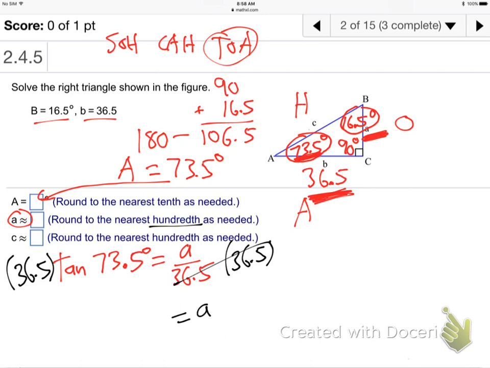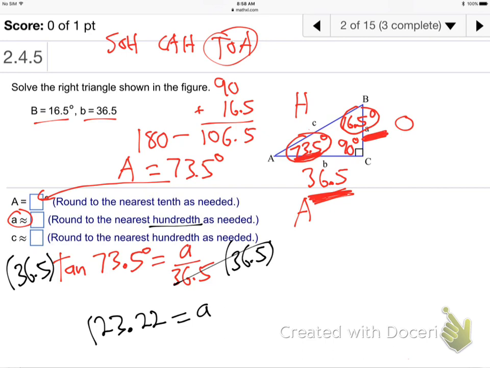Rounded to two places, hundredths. 123.22. Is that good? Other people getting that? That's good. Okay. So we've got verification. So there we go. There's the little a. Is that okay? Questions I can answer on that? Is that making sense?